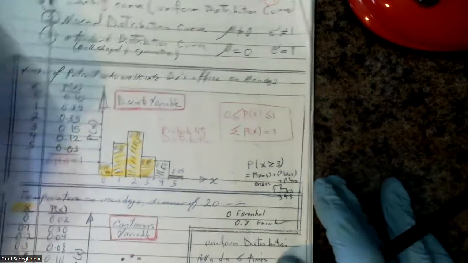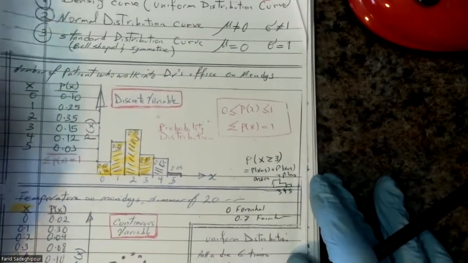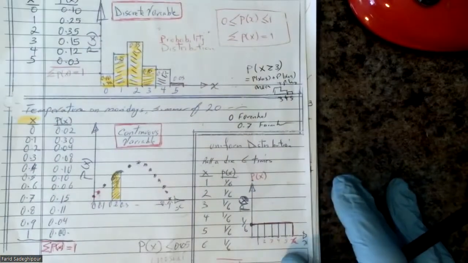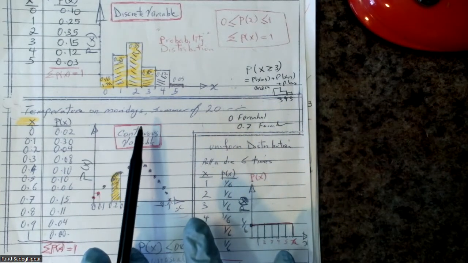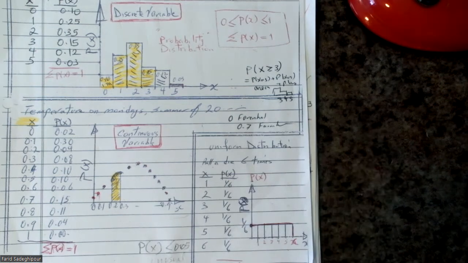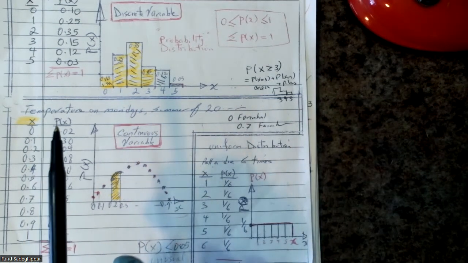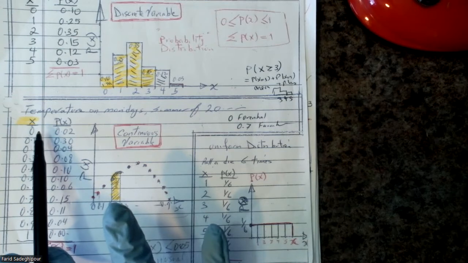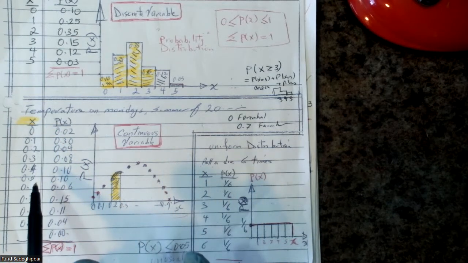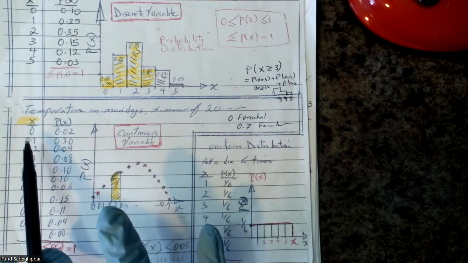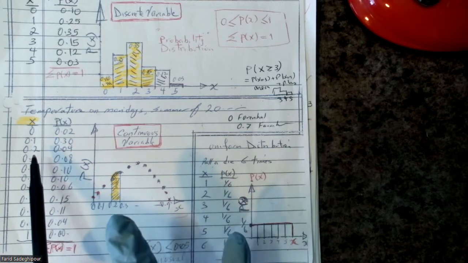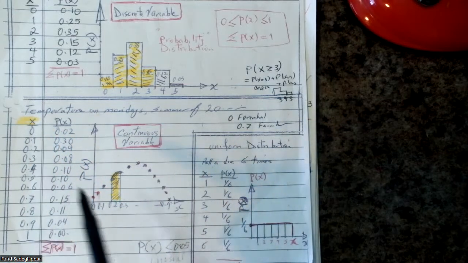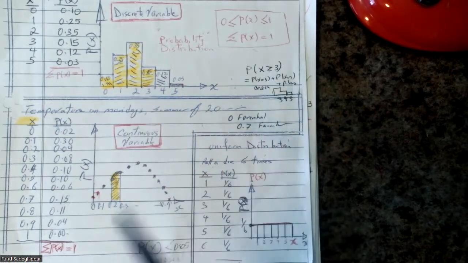Now, on the other hand, we talk about continuous variables. Continuous variable, like this example, temperature on Mondays, summer of 2022. Temperature can also take a decimal number. As you see, the value of X is a whole number and also a decimal. So between 0 and 1, there are so many numbers. You could even put a number between 0.1 and 0.2. It could be 0.15, 0.16. So in that case, you don't have a rectangle anymore.